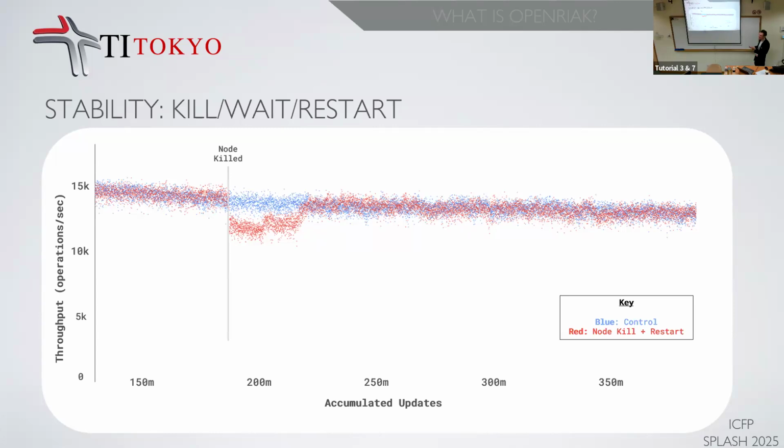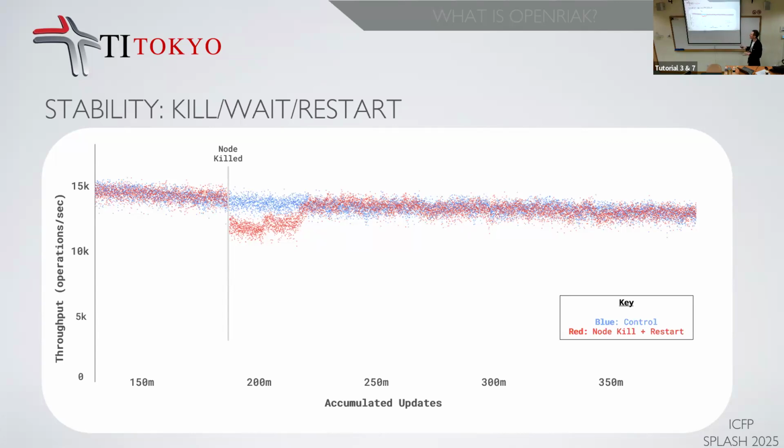So we see we killed the node here. The red one is the Riak cluster, by the way. The blue one is a control cluster, which is another Riak cluster that did nothing. It just kept running as normal. And this is, bear in mind, we're banging the updates through this. This is how many million updates we're throwing through this cluster at the point in time, and how many transactions per second are happening on the left.